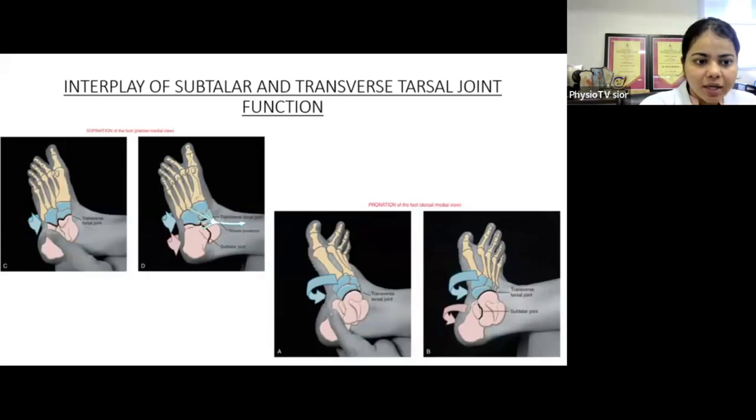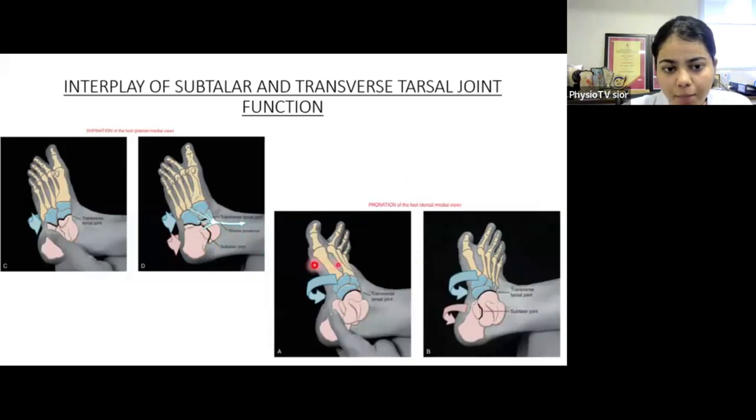If you see in diagram C and A, my calcaneum is held fixed. So my pronation and supination will primarily occur at the midfoot, which is depicted by this blue region. Correct? When the calcaneus is free to move, which is diagram D and B, you can see that it's the hind foot and the midfoot both having the motion. So pronation and supination is going to be a summation of movements occurring across both these joints.